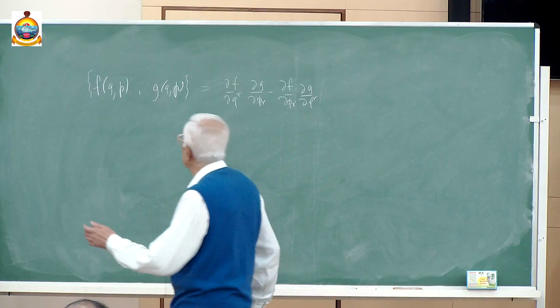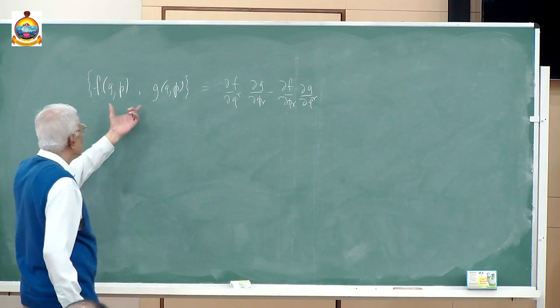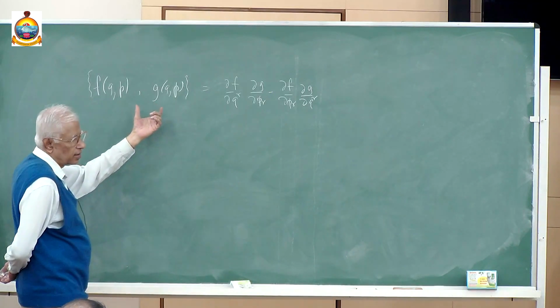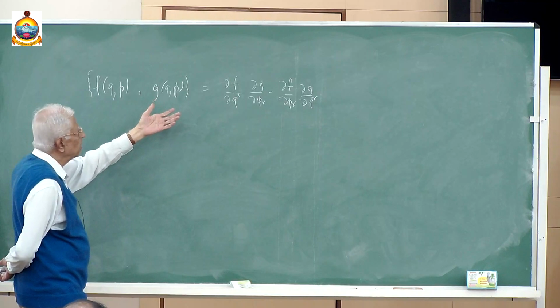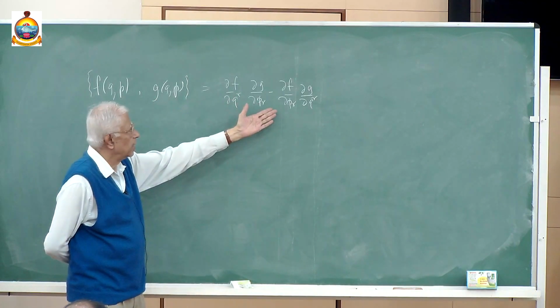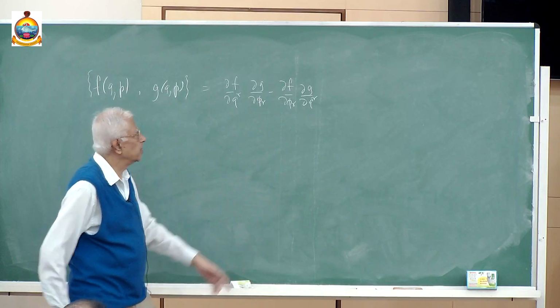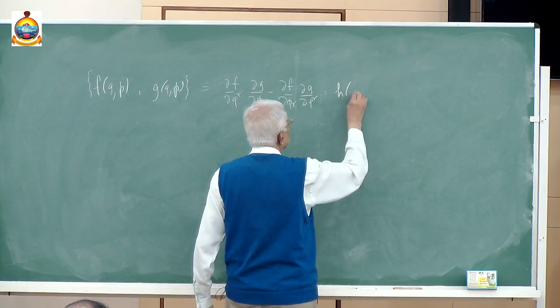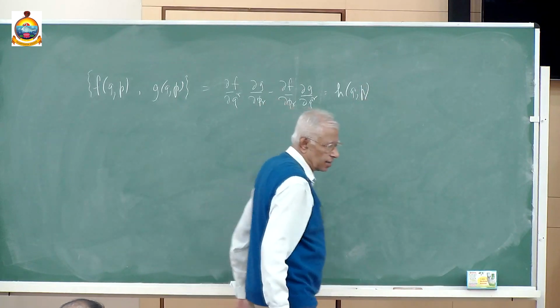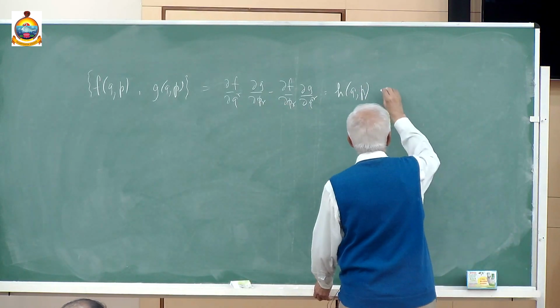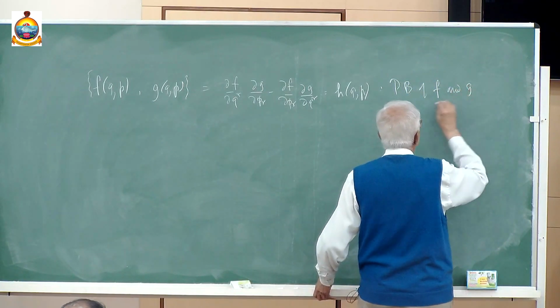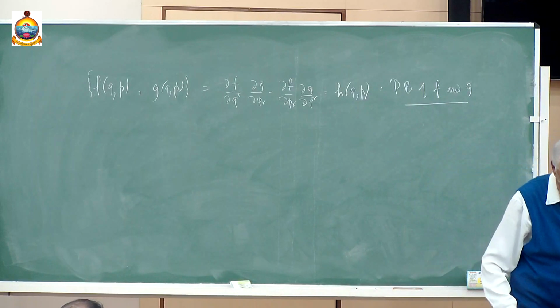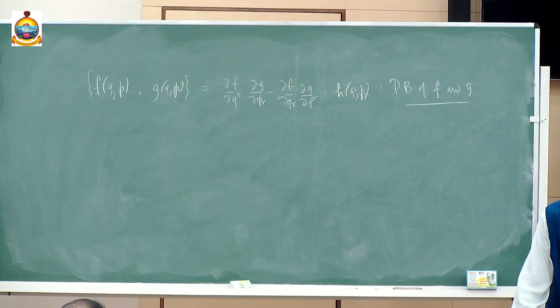So among functions of q's and p's, there is this very interesting operation. Given any f and g, both of them functions of q and p, we are able to construct a third function of q and p. So if you like, I will write it as h of q and p. All right. So it is called the Poisson bracket of f and g. This is a very important construct in Hamiltonian mechanics.